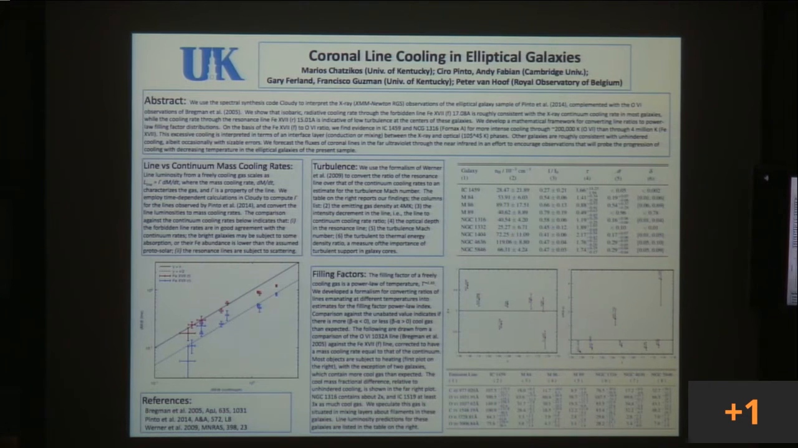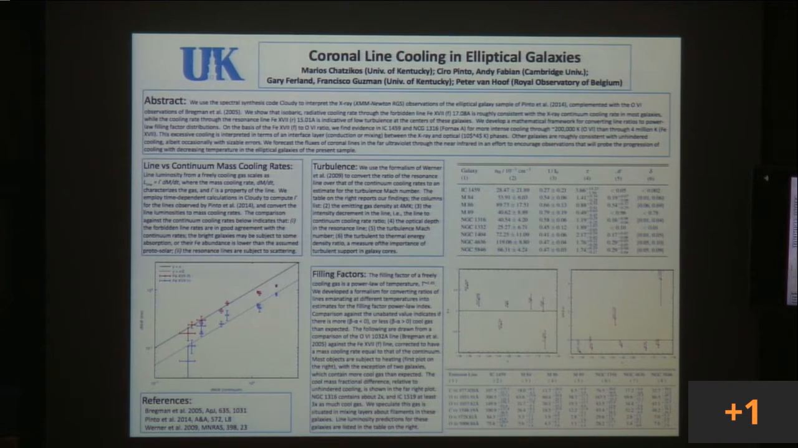Hi, this is poster number 3. My name is Marios Hadzikos. This work focuses on the problem of cooling flows in elliptical galaxies. We work with a sample of 9 galaxies drawn from Ciro Pinto's catalog, in the X-rays, complemented with O VI observations from Bregman et al.